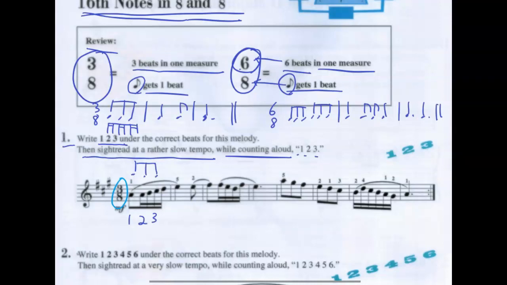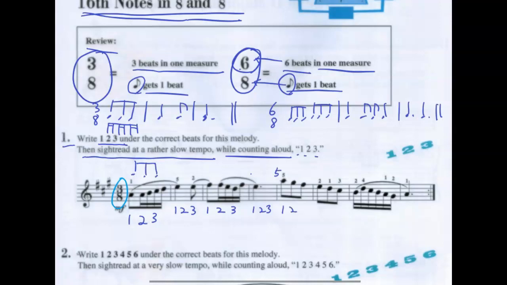And move on to measure 2. This is a quarter note. So a quarter note spans 2 8th notes, right? So 1, 2, and 3. The 8th note gets just 1 beat. And then measure 3 is the same rhythm as measure 1. 1, 2, 3. And measure 4 here. This is a dotted quarter note. A dotted quarter note counts 3 beats in 3/8 time. So 1, 2, 3.